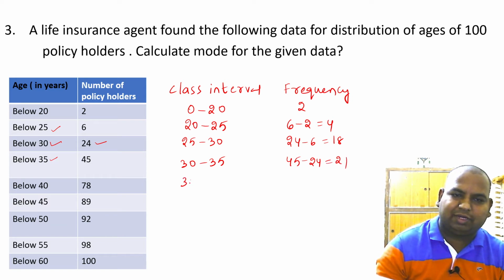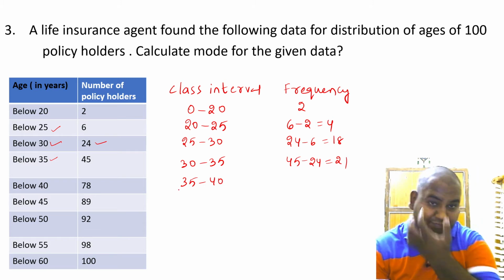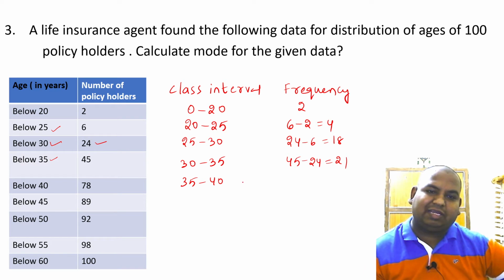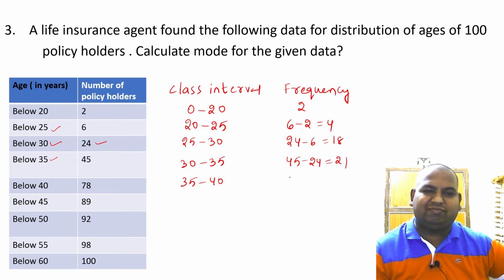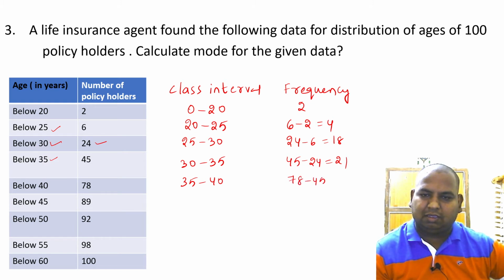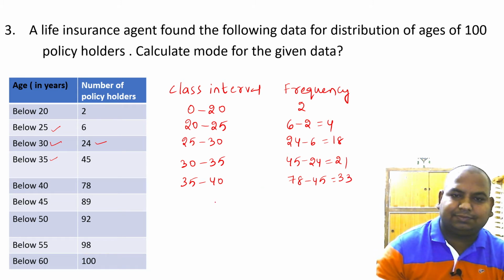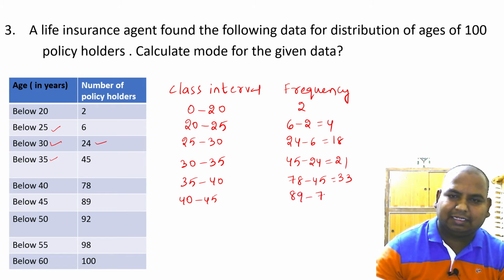Next, 35 to 40. Below 40, 78. Below 35, 45 people. In between 35 and 40, 78 minus 45, which is equal to 33. Next, in between 40 to 45, 89 minus 78, that is 11.